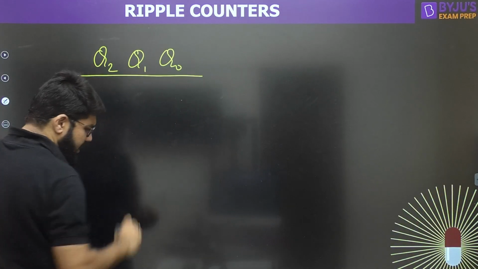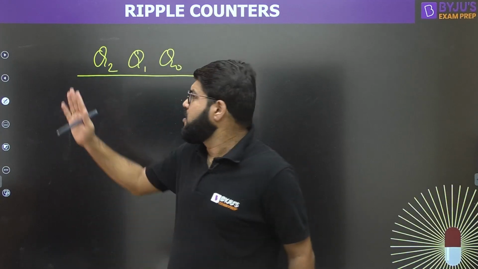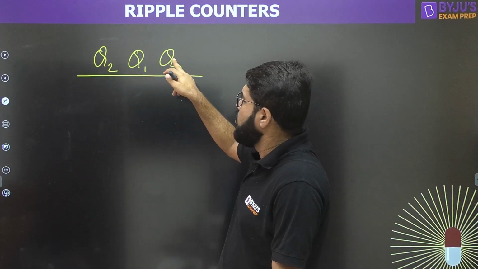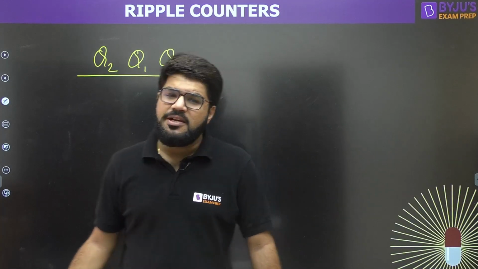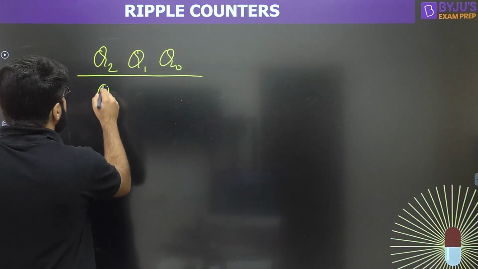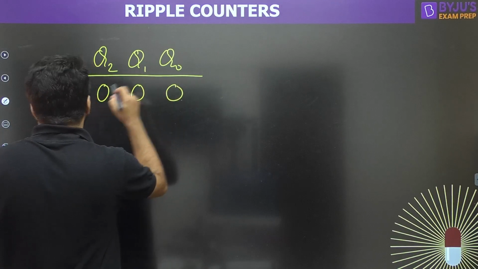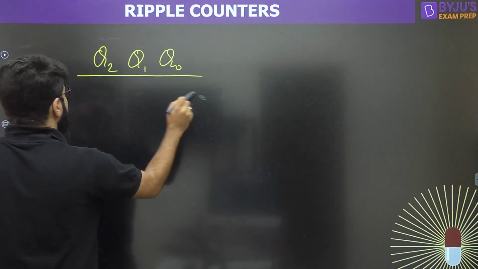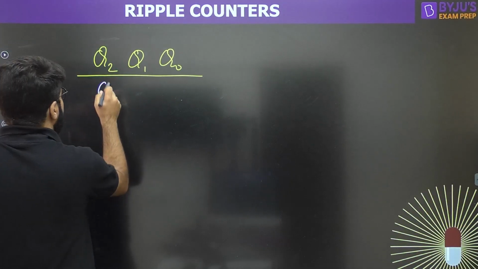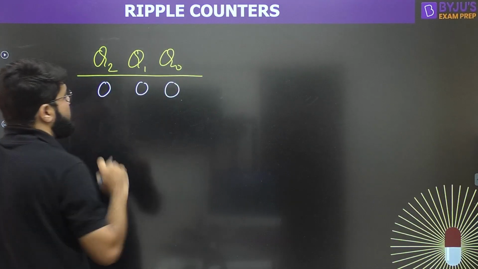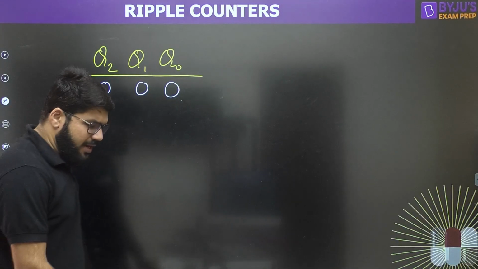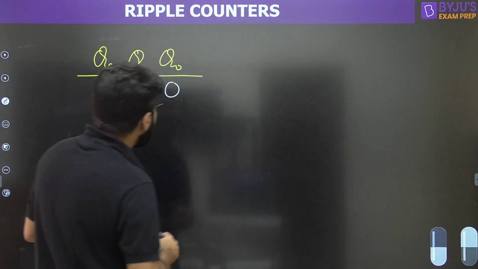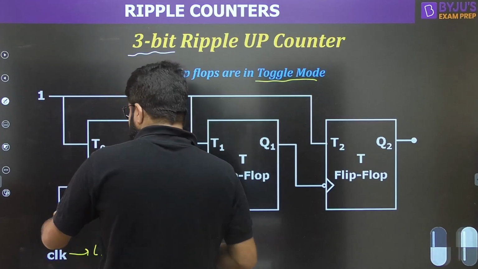The states, let me write down the number. So now how is a number written? A number is always written from MSB to the LSB. So Q2 is the MSB, Q0 is the LSB, and as always by default we assume that any device will start from the power on state. So the device is starting from 0, 0, 0. That's the initial state, or I can call it the reset state, or the power on state.